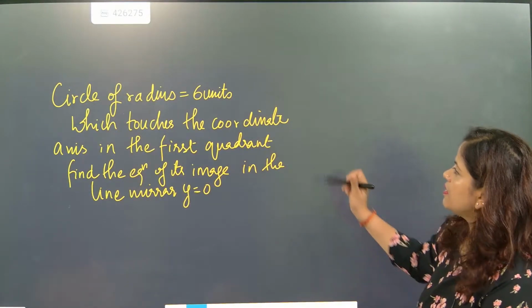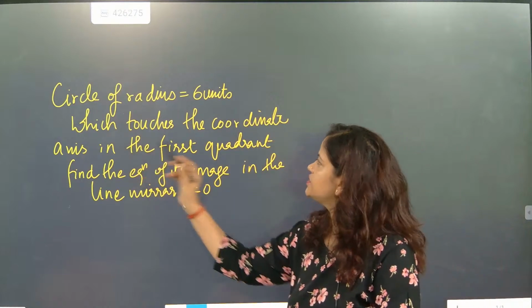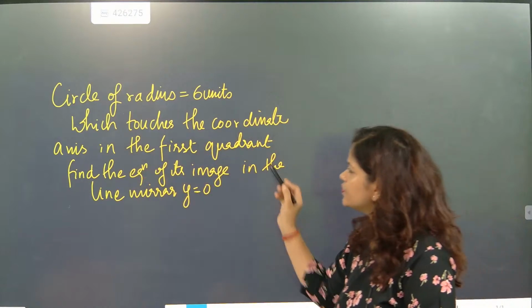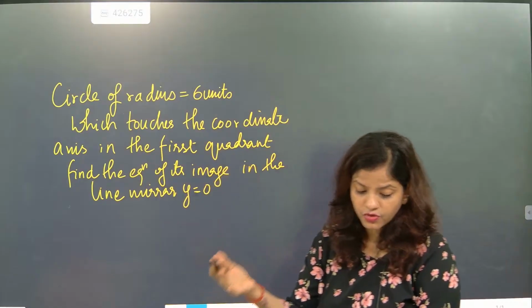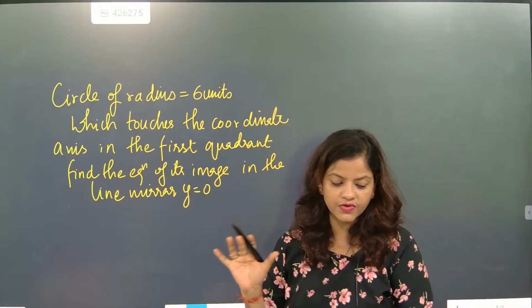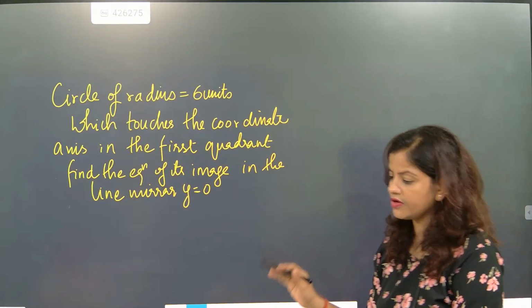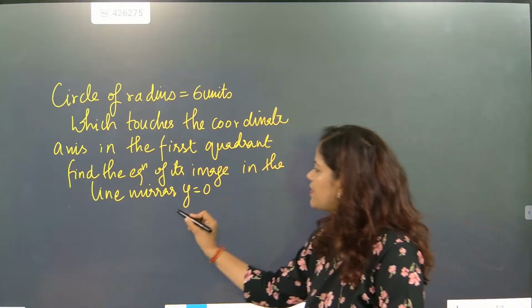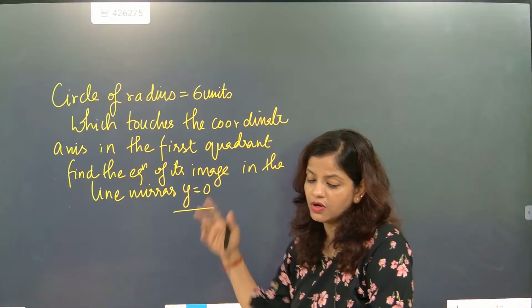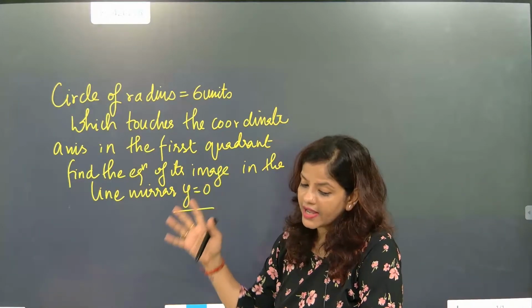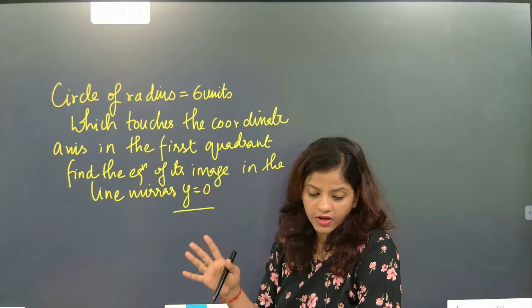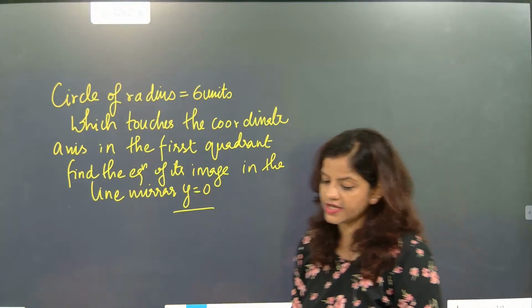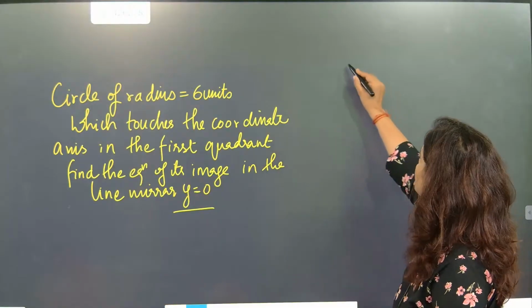Now look here, beta. A circle with radius 6 touches the coordinate axes in the first quadrant. So it is definitely defined that it is touching in the first quadrant. Very carefully designed. But beta, in the last part we have y is equal to 0. Where will y be 0? On the x-axis y will be 0. And it is touching which one, beta? It is touching the x-axis.